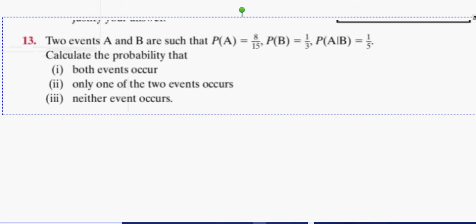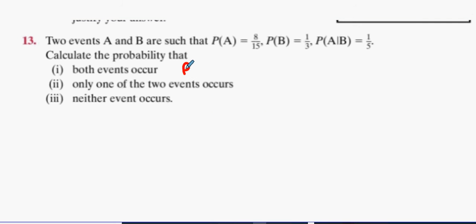Alright. Two events A and B are such that the probability of A is 8/15 and the probability of B is 1/3. The probability of A happening, given that B has already happened, is 1/5. Calculate the probability that both events occurred. So essentially you are looking for the probability of A intersection B.